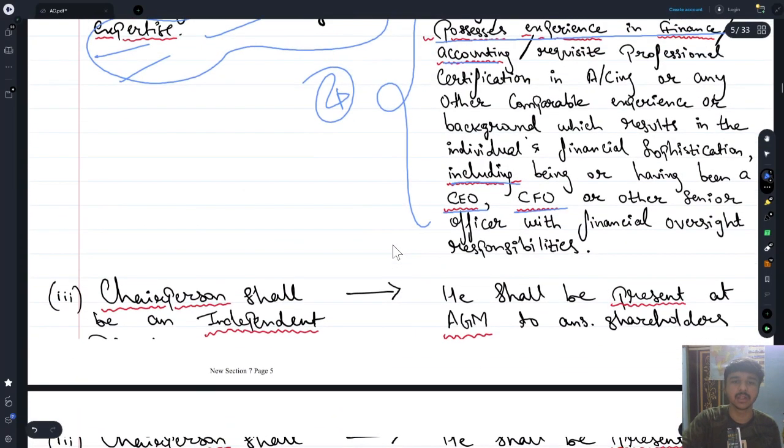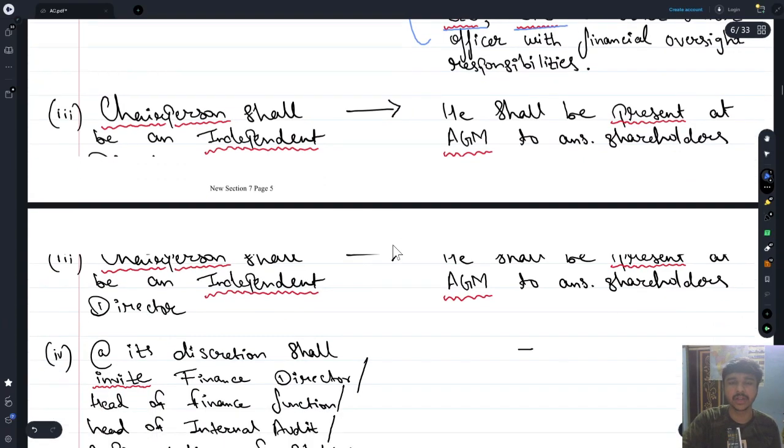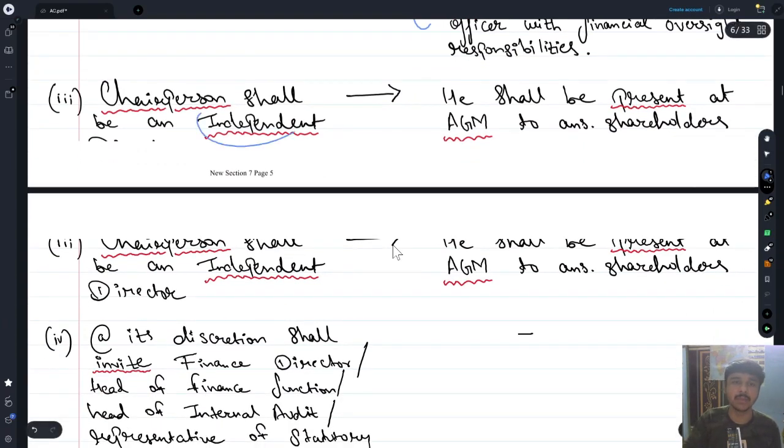Now the chairperson, how should the chairperson of the audit committee be? Obviously he should be an independent director. So the chairperson of the audit committee should be an independent director.